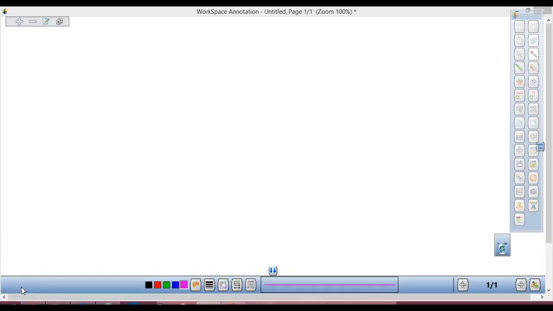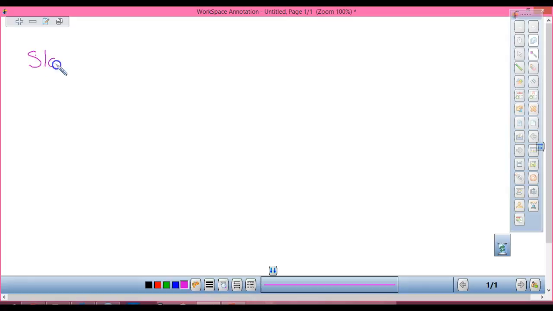All right. Slope formula. What is it? If all I need to do is find slope, what's my formula to do so? Over x2 minus x1. Yep.